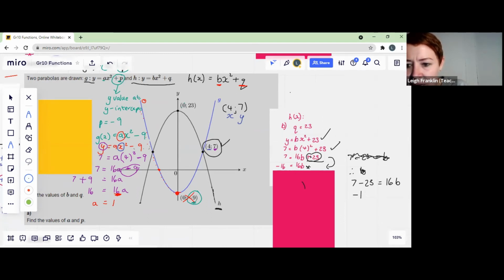Then you would end up with negative 16 on your calculator equals 16B. And then again, we've always got to divide by the number in front of the letter. So we're going to divide by positive 16, and negative 16 divided by positive 16 means that B will be equal to -1, as you all had told me. That was really, really well done.